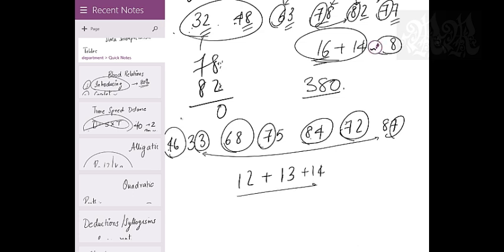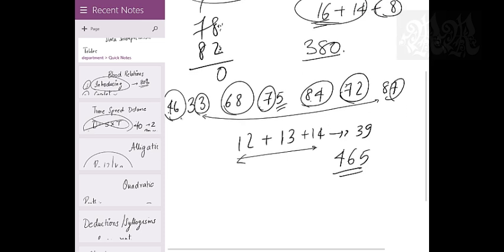Now understand. First, let's add these three. The addition of these three is again very simple. 12, 13, 14, 39. Plus 7, 46. And a 5 because of 7, which has a 5 at the back. 465. Are we clear? This is how you add.